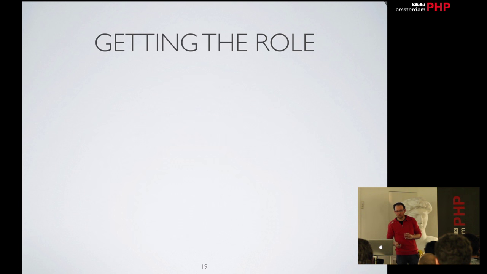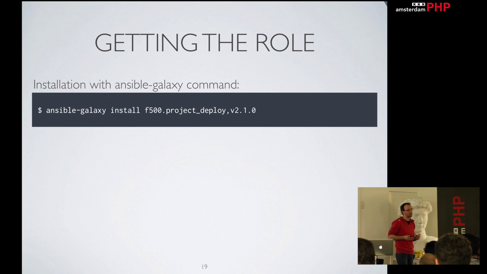So getting the role, first off, you run an ansible-galaxy command. So this command on the command line says install f500.project_deploy. It adds a version for people who are unfamiliar with Ansible Galaxy. It's not in any of the documentation that you can add them this way, or not in the recommended way of doing things, but we do this because, you know, versions and breaking things.